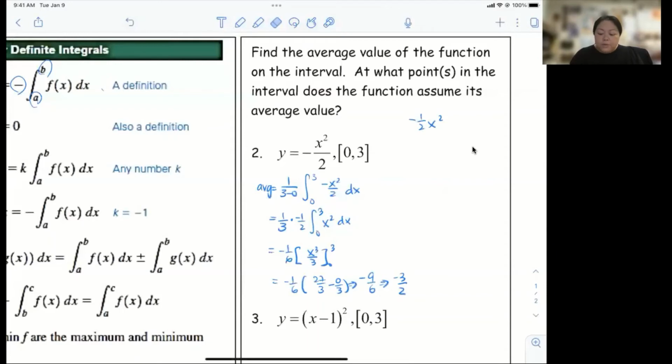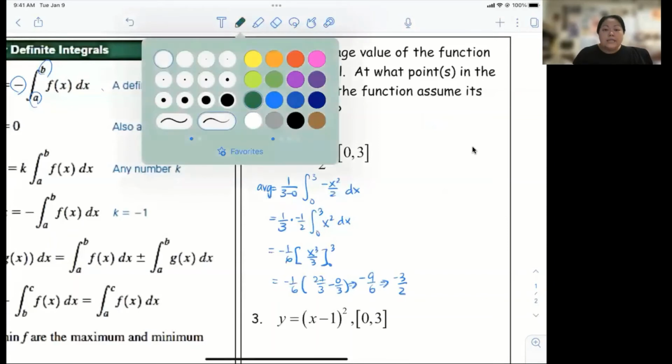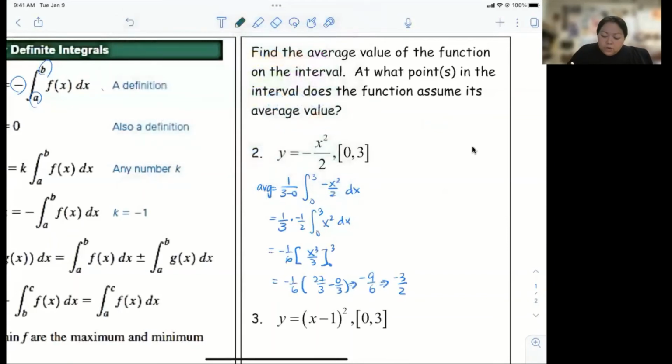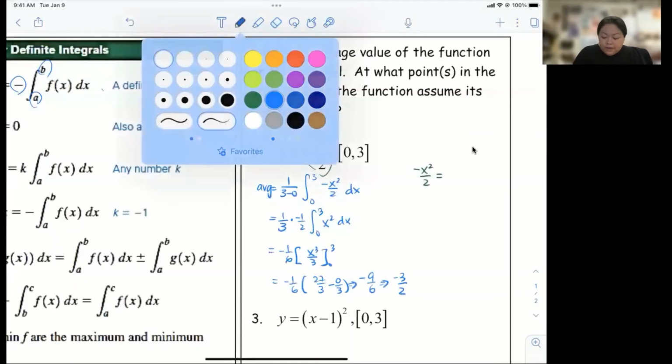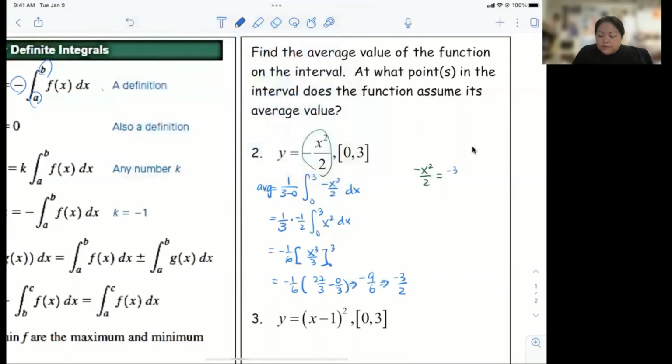So now it's asking at what points does the function assume the average value. You then go ahead and take your original function, your y equals negative x squared plus 2, so negative x squared plus 2, and set it equal to this average value. It's the same idea as derivatives too, where you're setting one equal to the other. So you're telling me at what value will this happen?